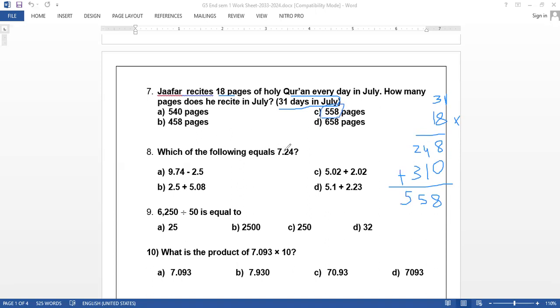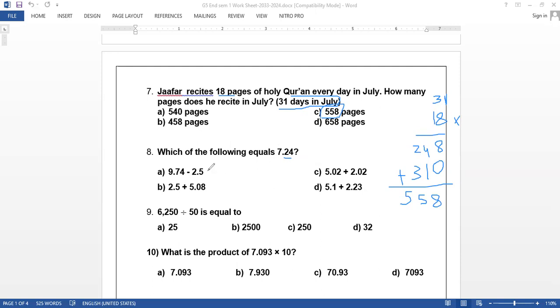Which of the following equals 7.24? If you want a number equal to this number, we can add zeros. But here we need to add or subtract to get the same answer. So let me start with any one. Here I need to try all the answers.